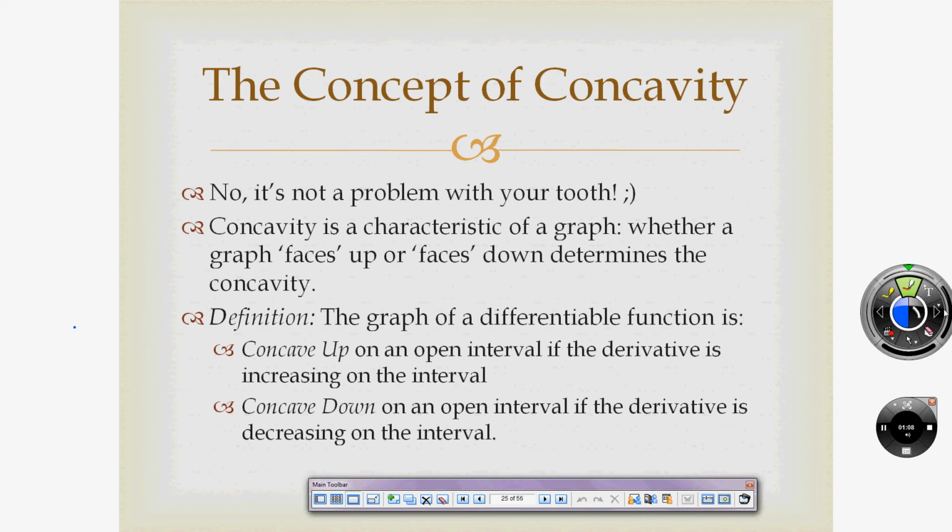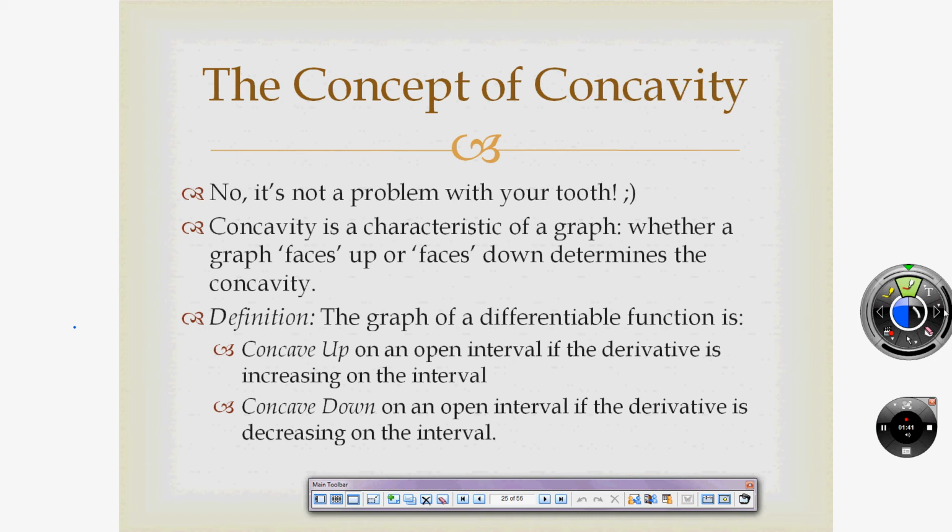Concavity is a characteristic that we describe about a graph. Just like the idea of a graph increasing or decreasing, a third characteristic is the idea of a graph having a particular type of concavity. Whether the graph is essentially facing upwards, if you think about a parabola facing up, when we describe parabolas, we say they face up or they face down. We're actually describing the concavity of the graph instead. If we say that it faces up, we call it concave up. If we say that it faces down, we call it concave down.